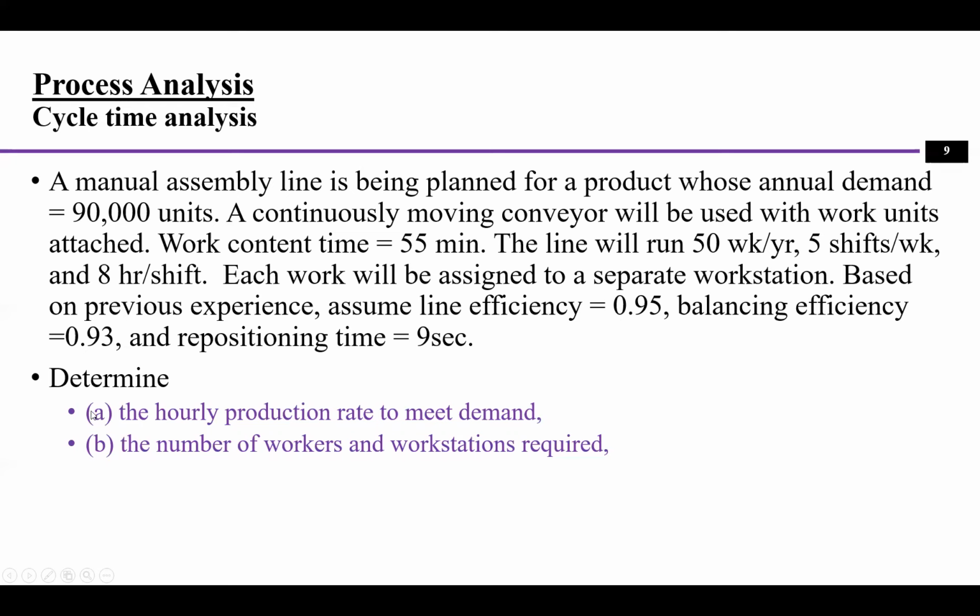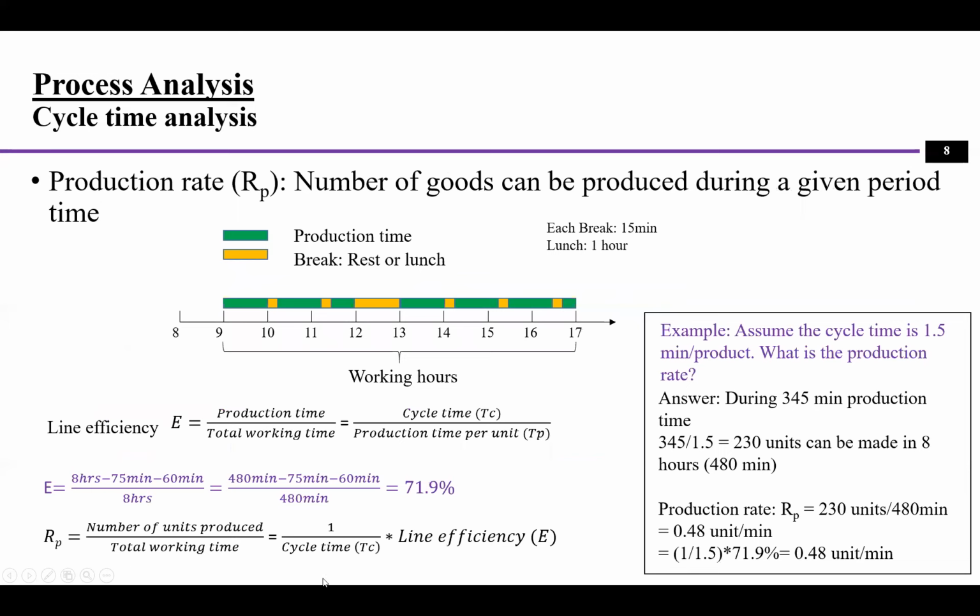Now it asks us to calculate the hourly production rate to meet the demand, and second, the number of workers and workstations required. First, let's look at question A. What is the hourly production rate to meet demand? In order to calculate the production rate, we either use this equation or this equation, right?